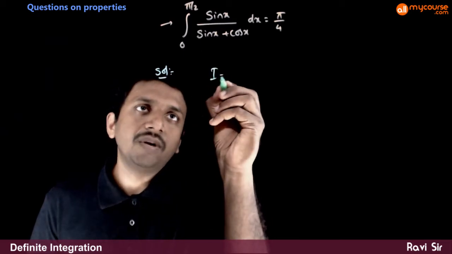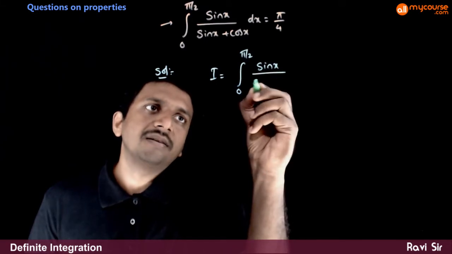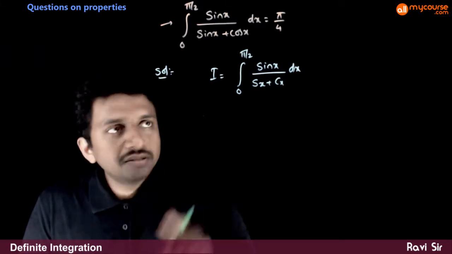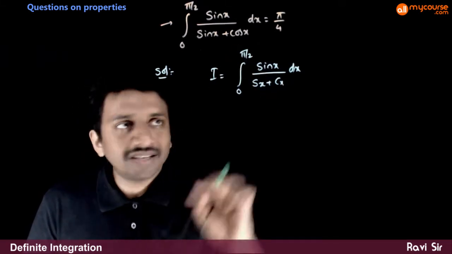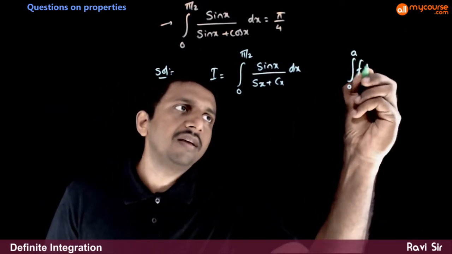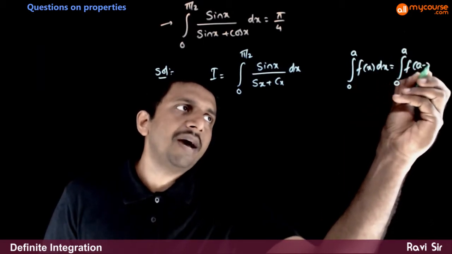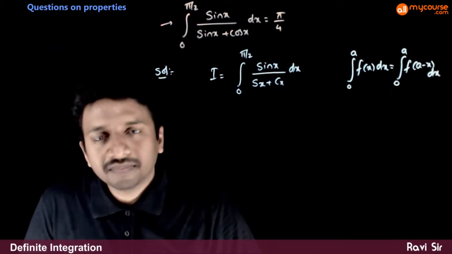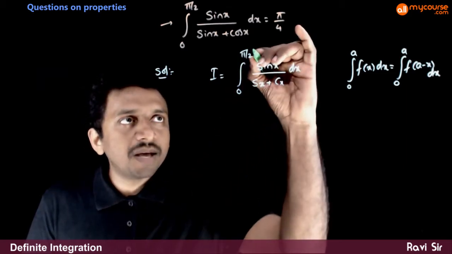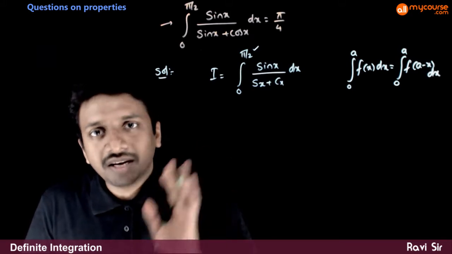So let I be equal to the integral from 0 to pi by 2 of sin x by (sin x plus cos x) dx. This integration is of the form 0 to some number a. So we have a property which says that the integral from 0 to a of f(x) dx is the same as the integral from 0 to a of f(a minus x) dx. That is, in the place of x you can substitute a minus x. In this question a is pi by 2. So in the place of x if you substitute pi by 2 minus x, the integral won't change.